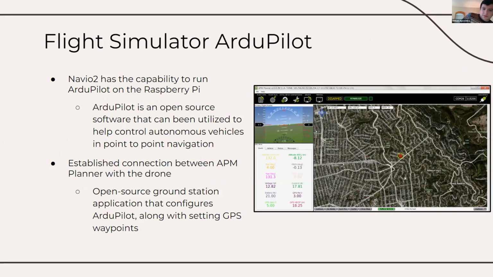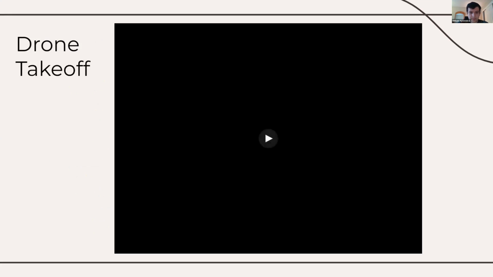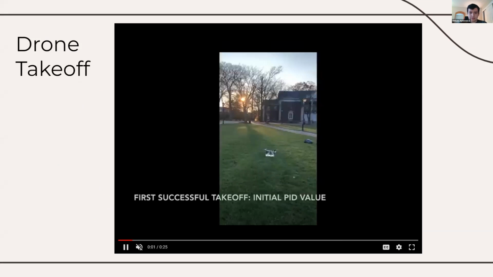In terms of our Navio 2, it has the capability of running an open source program called ArduPilot, which essentially allows us to have a base station to control our drone remotely. And it's going to help us with our point-to-point navigation method for our drone. So now we have a video of some of our tests.